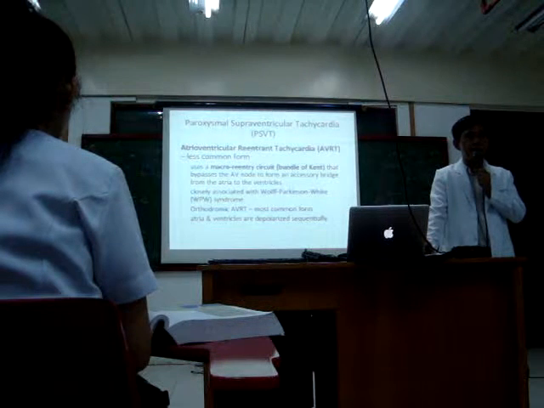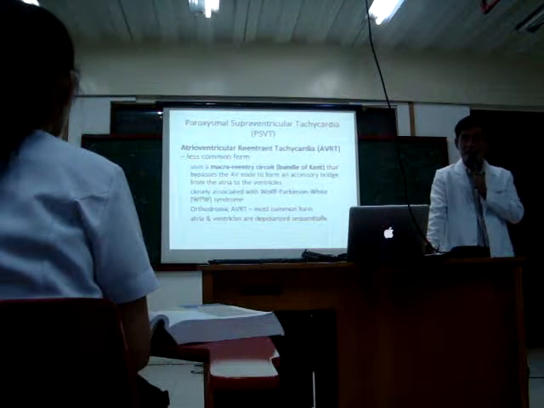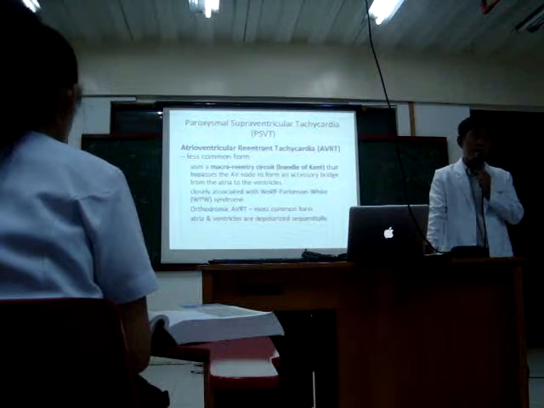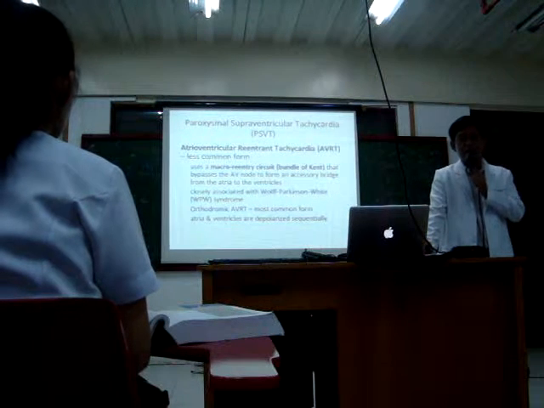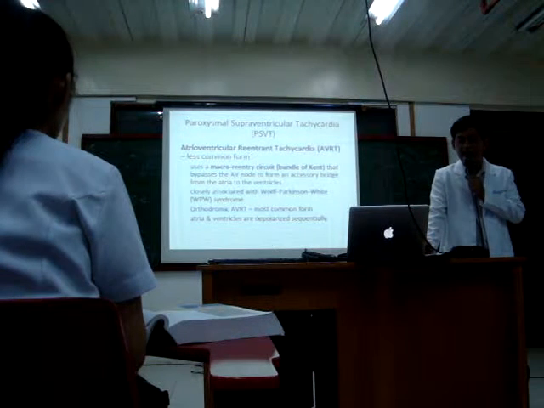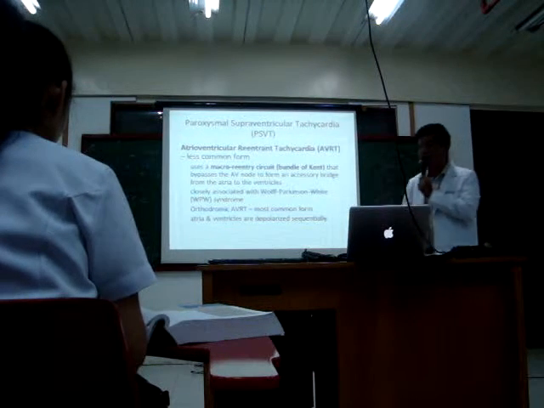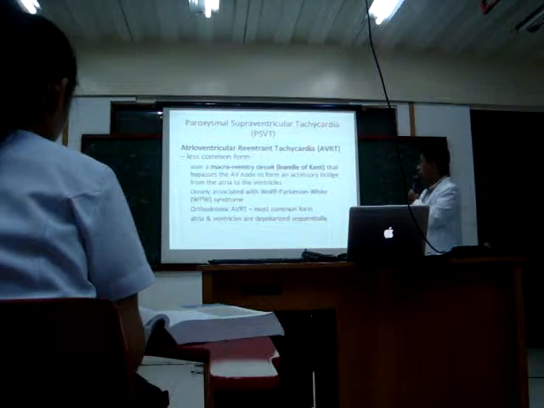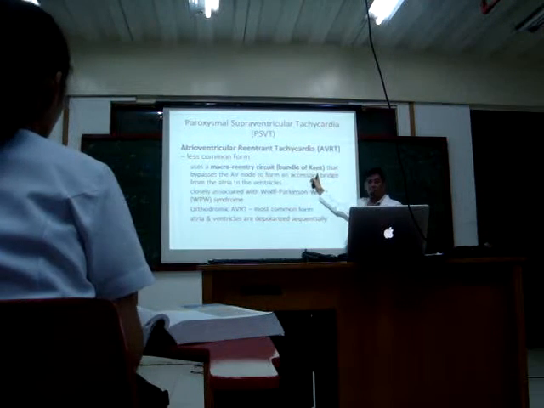When you say micro versus macro, what do you mean by micro? Small. Macro is big. So this is a large or a bigger circuit than the AVNRT. And this is what's called the bundle of Kent. Okay?